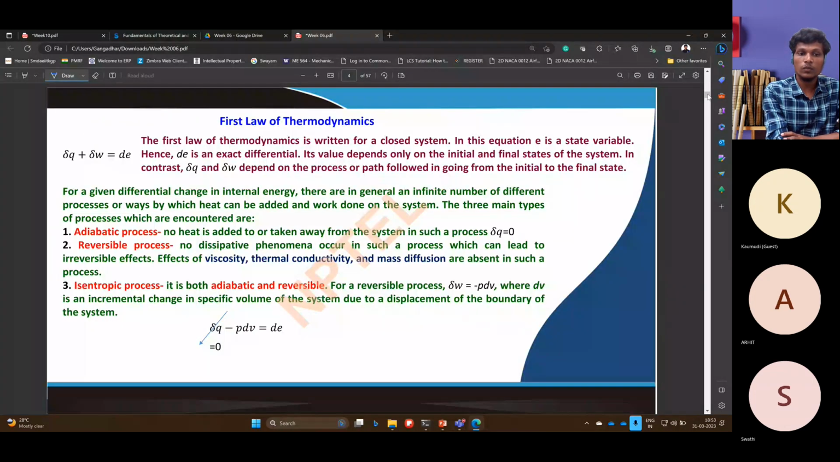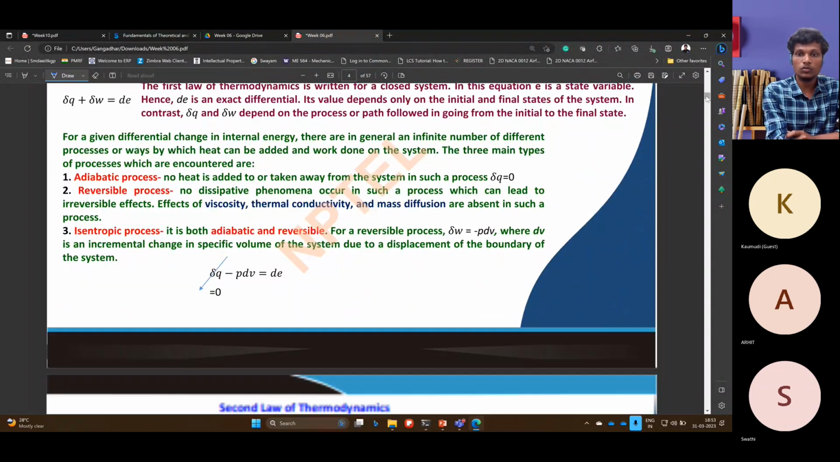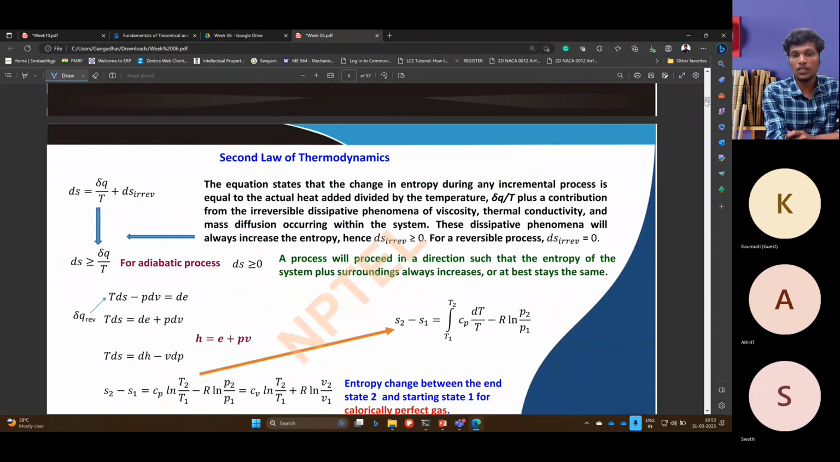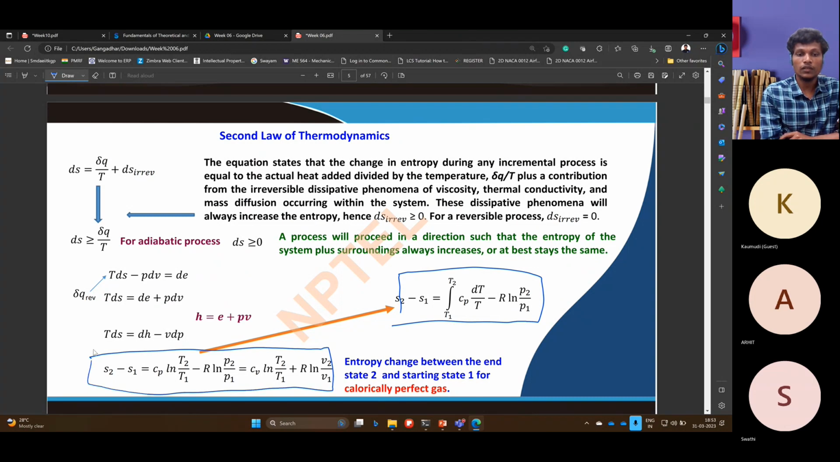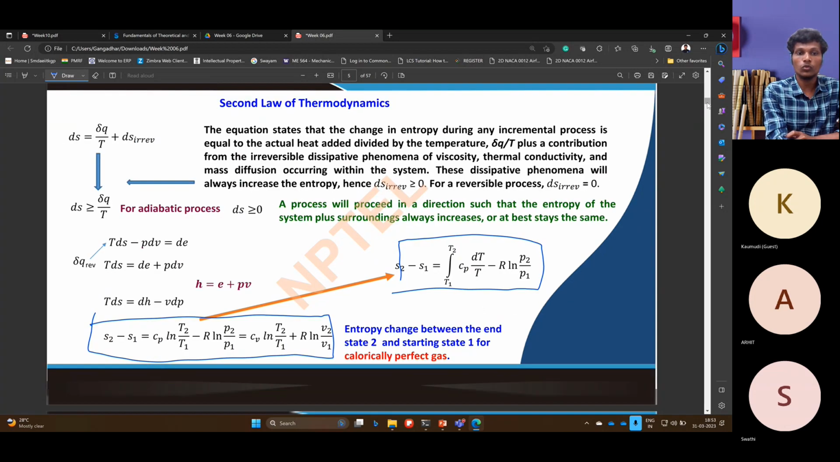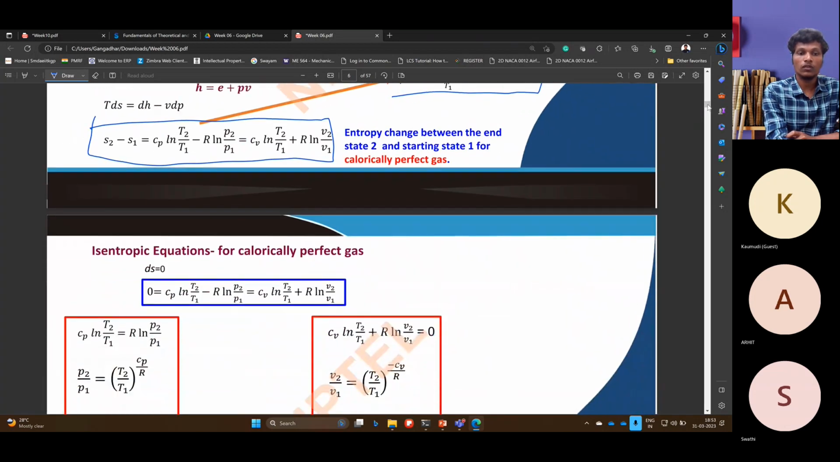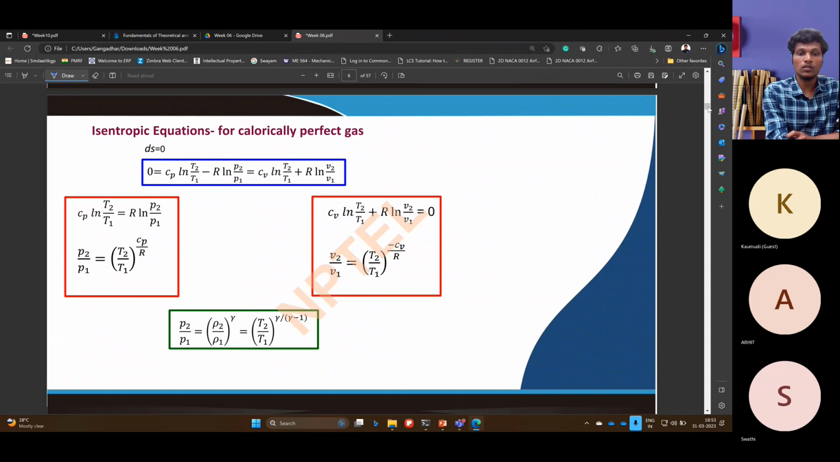The first law of thermodynamics, adiabatic process, and reversible process you have already learned in basic thermodynamics, and also the idea of entropy. This formulation is really important for finding the change in entropy, and for the calculations we are going to do across the shock waves. These formulations are very helpful for us.